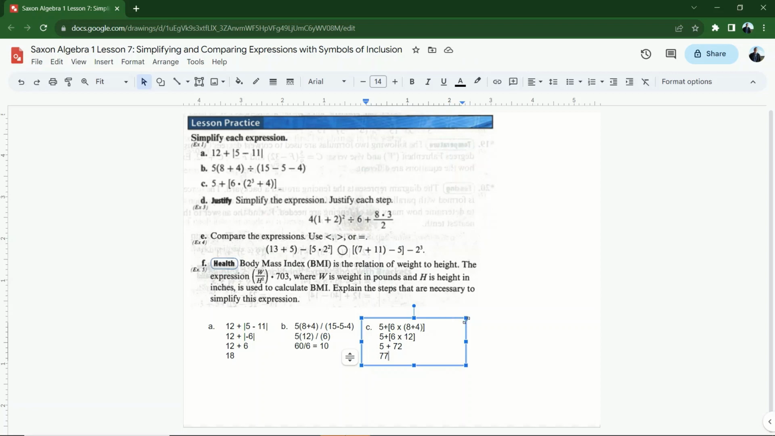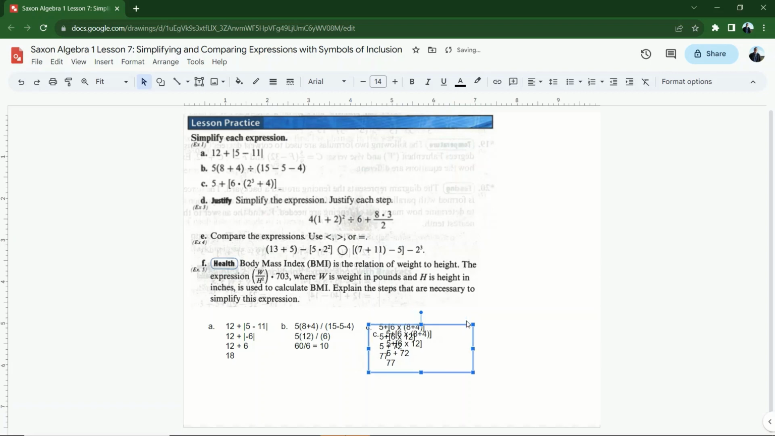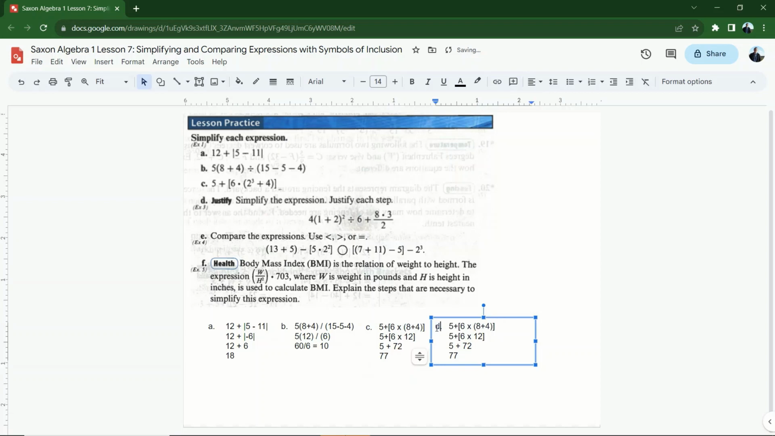Simplify the expression, justify each step. Now, normally I would write a justification for each step, but because I'm doing this verbally, I'm just going to say my justification for each step out loud. So this is another long one.